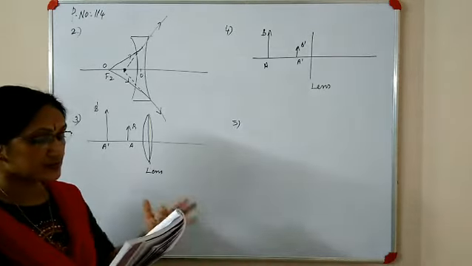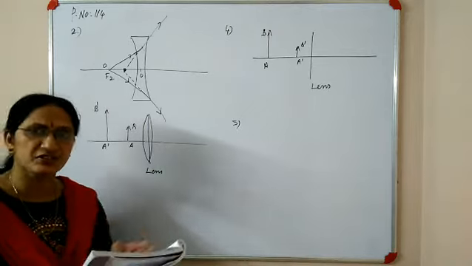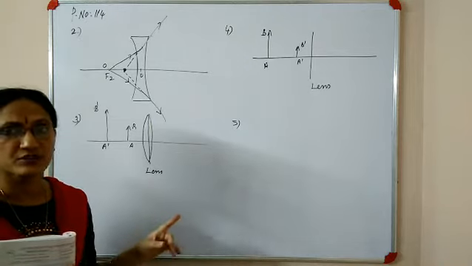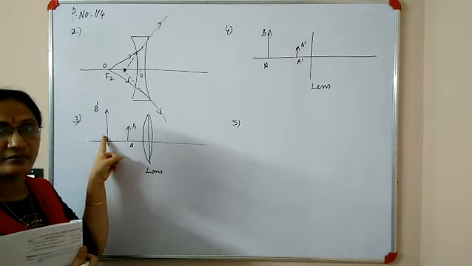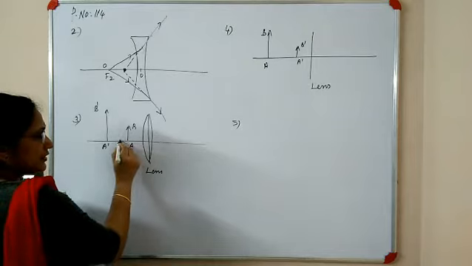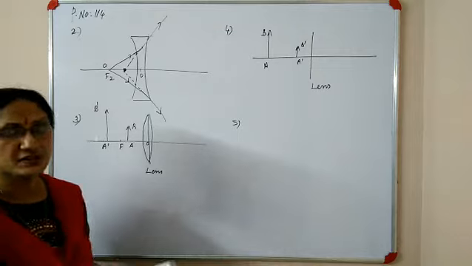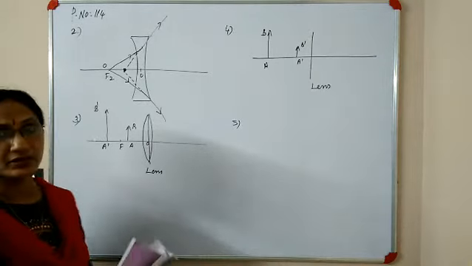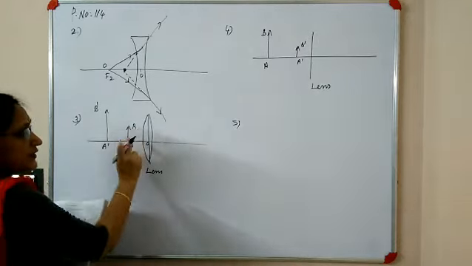I think the question was, let me answer one more question which is not here. What is the location of the object? Where do you have to place the object if you want to get a virtual, erect, magnified image? That is, this object should come between O and F. In that case, such an image is formed. And what is the location of the image? This is the image, it can form anywhere on the same side of the object.